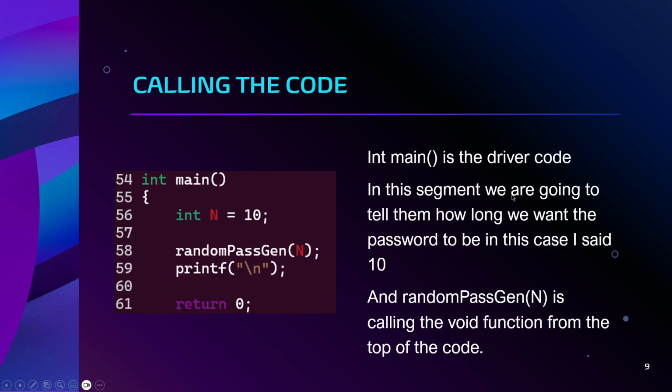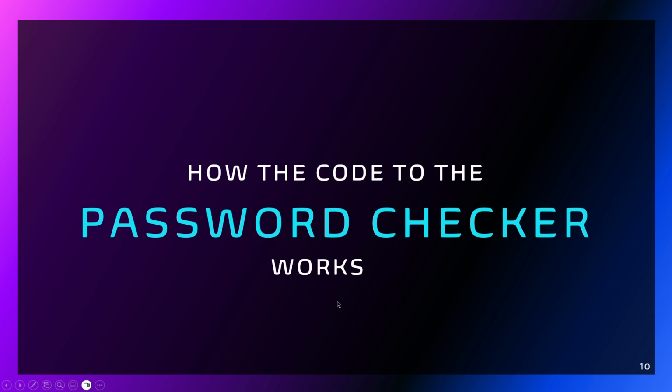In the int main, that is the driver code. In this segment, we are going to tell it how long we want the password to be. In this case, I said 10. And random pass gen n is calling the void function from the top of the code. So this is going to print out here, instead of everything in the void. And then I just put a \n to make it look nicer so it's not all bunched up together.